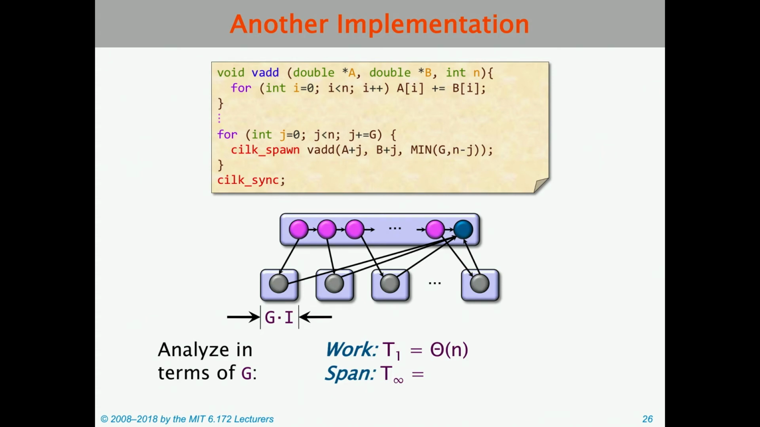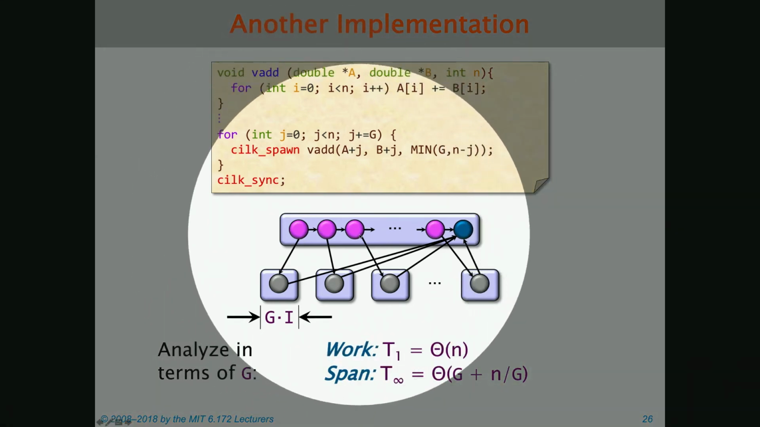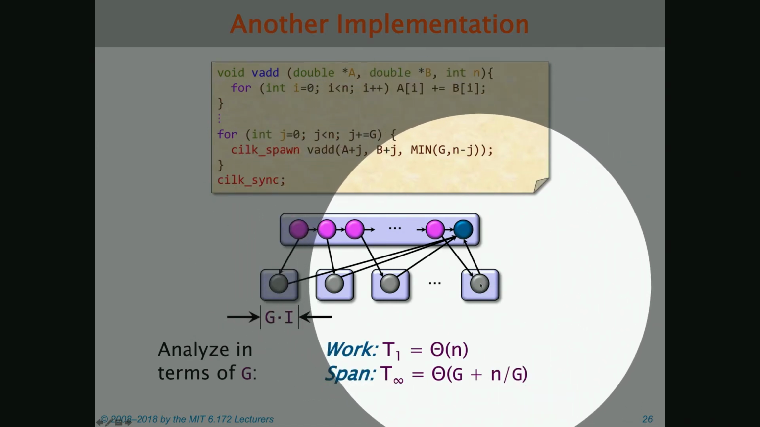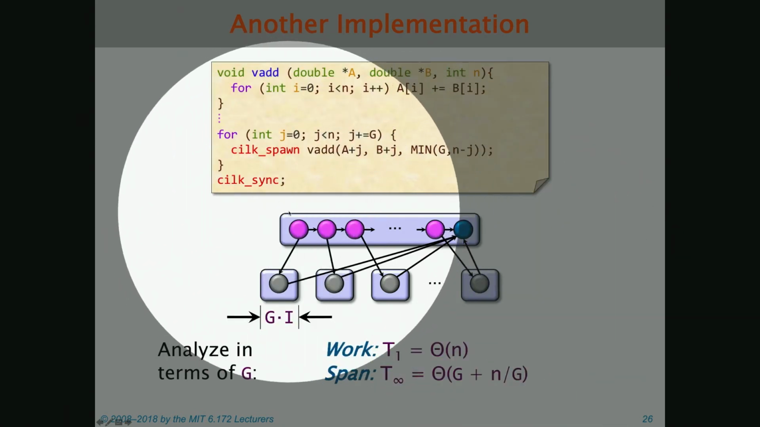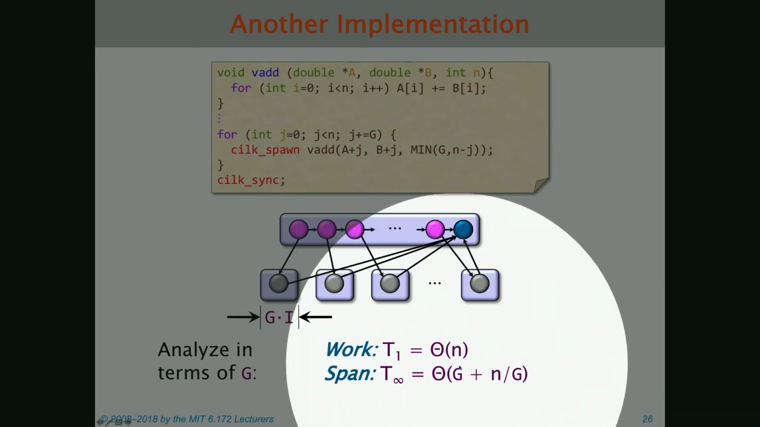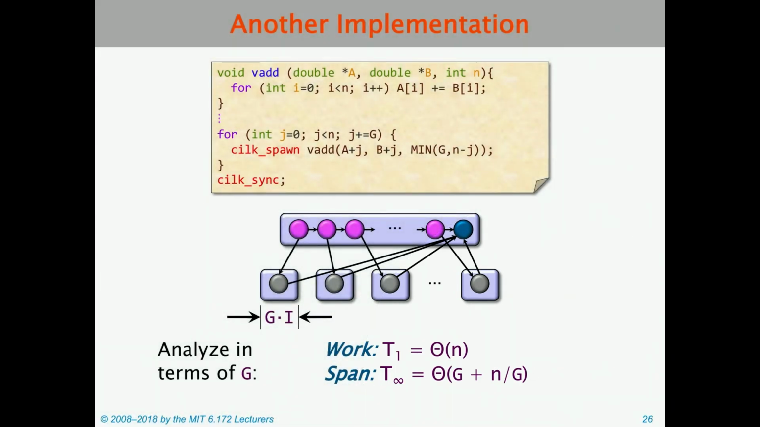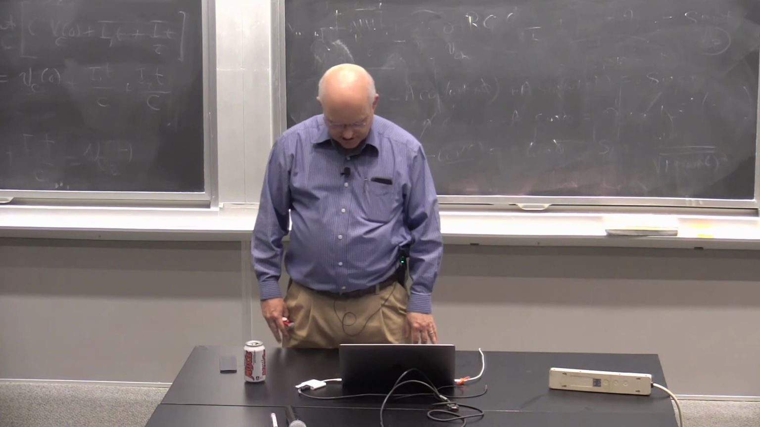This is a tricky one. Close. That's half right. N over G plus G. Don't forget that other term. So the path that we care about goes along the top here and then goes down there, and this has span G. So we've got N over G here because I'm doing chunks of G, plus G. So it's N over G plus G. And now how can I choose G to minimize the span? There's nothing to choose to minimize the work, except there's some work overhead that we're trying to reduce. But how can I choose G to minimize the span?